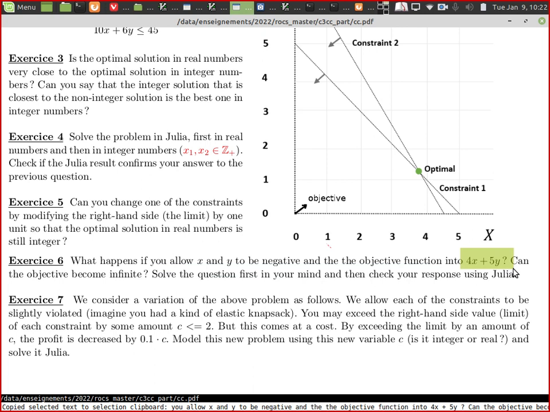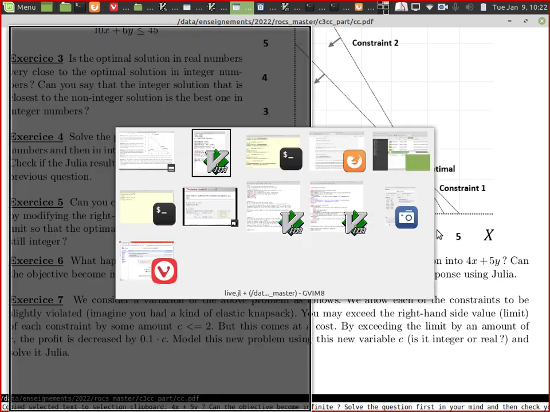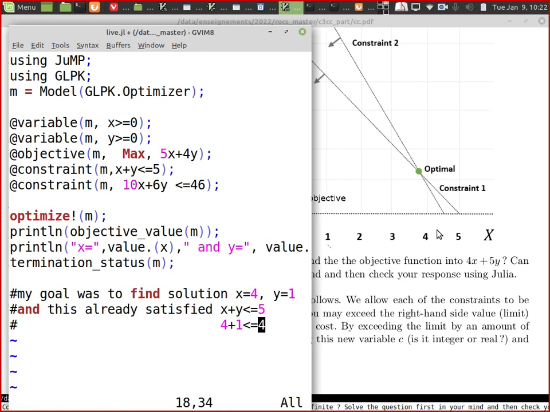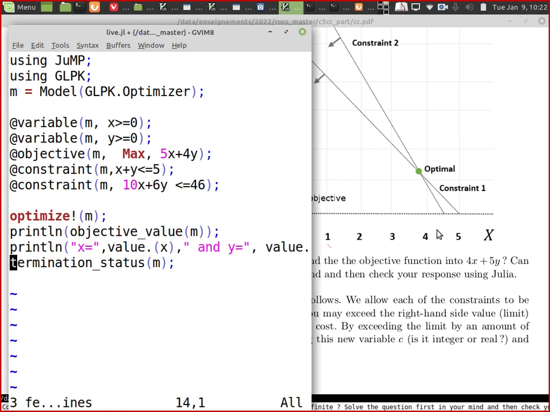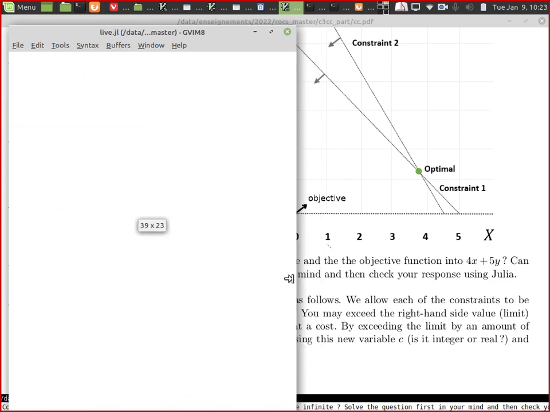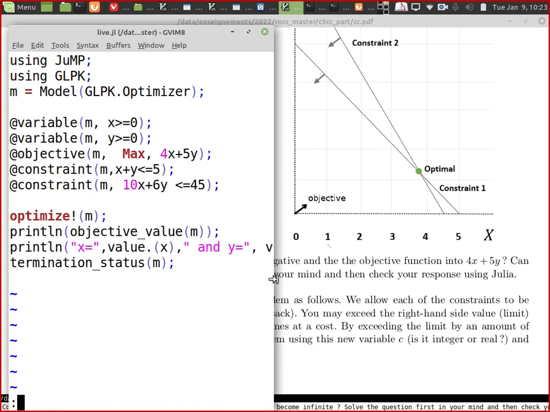Let me first do this with Julia to see how this changes the story. Okay, I change the objective function into 4x plus 5y, and I return to 45 here as initially. Okay, now something strange will happen. I will execute here.